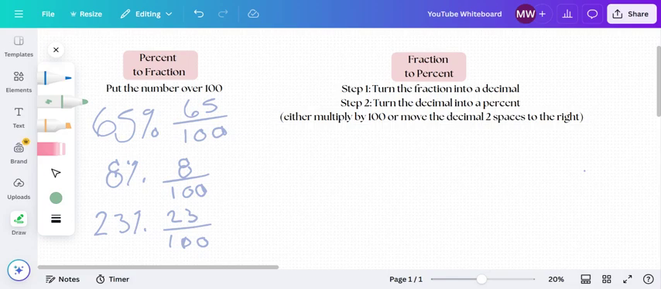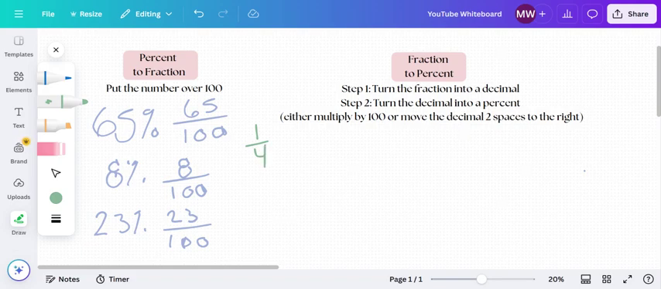Going from fractions to percents, however, takes a couple steps, because first we need to turn that fraction into a decimal, and then we turn that decimal into a percent. And remember, we have a couple ways we could do that. We could either multiply that decimal by 100, or we can move our decimal 2 spaces to the right. So I'm going to do a couple problems one way and a couple problems the other way. So let's say we are given the fraction 1/4.